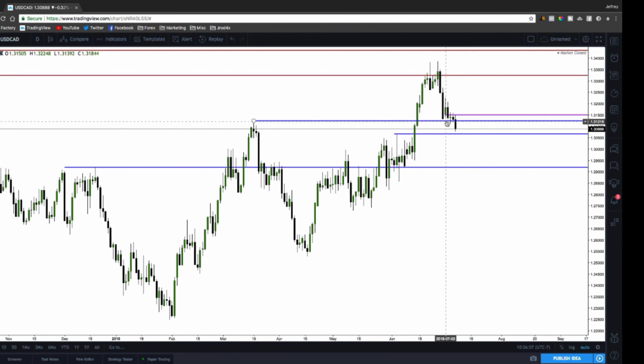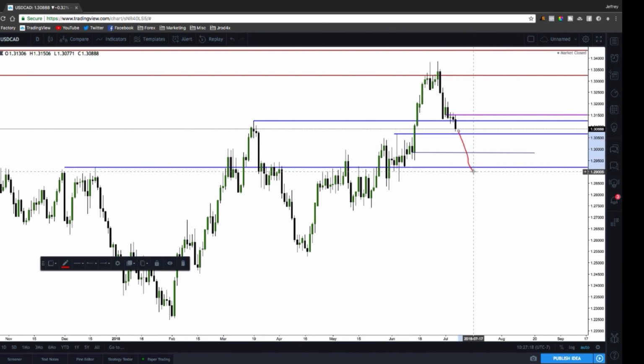So what I would like to see, personally, before selling this pair, is a break below this ICT bullish order block, and then sell it on the retest of that level. All that would look like is, if we drew a line like this, I'd want to see the candles break below here. So this could or couldn't happen this week.